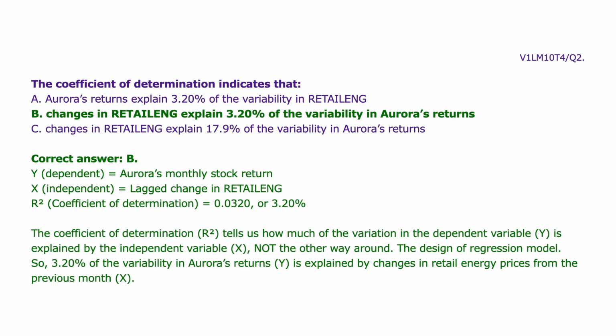Coefficient of determination, R-squared, represents the percentage of variation in the dependent variable, y, that is explained by the independent variable, x. It does not work in reverse. Aurora's returns is the dependent variable, the one being explained, and retailing is the independent variable, the explanatory factor. R-squared is a descriptive measure of goodness of fit, specifically the explained variation divided by the total variation.